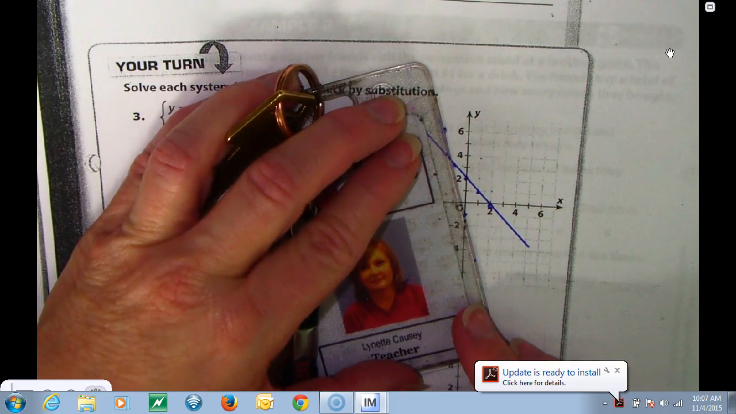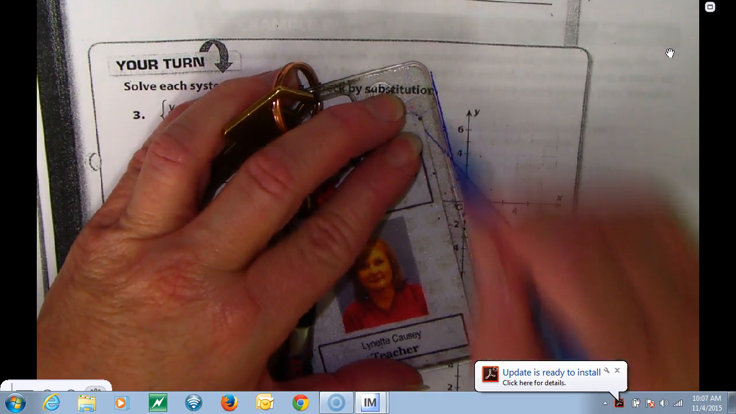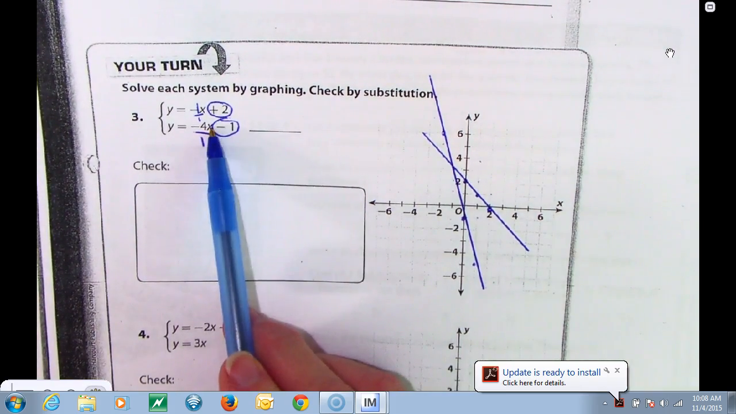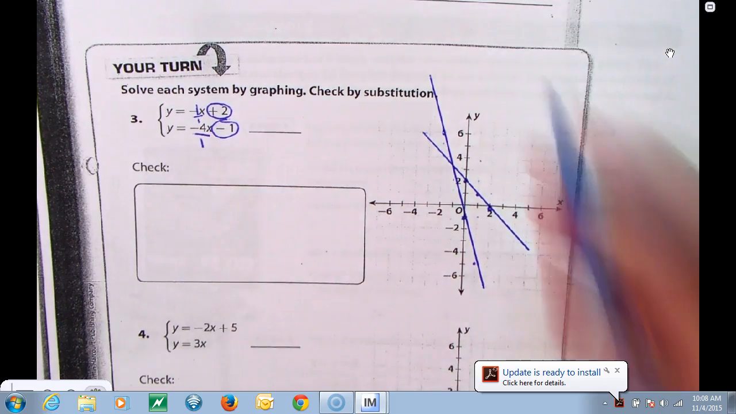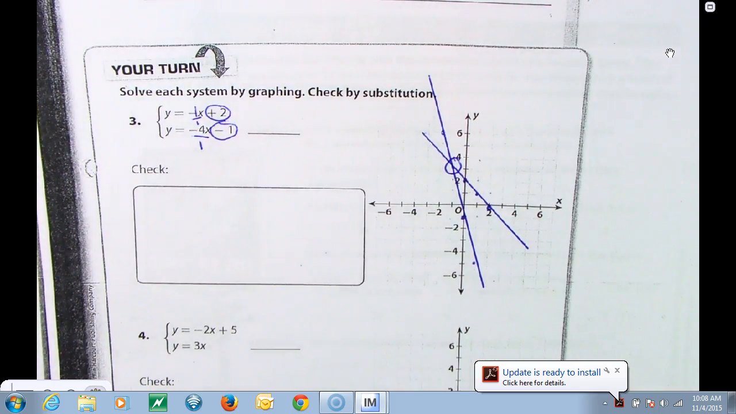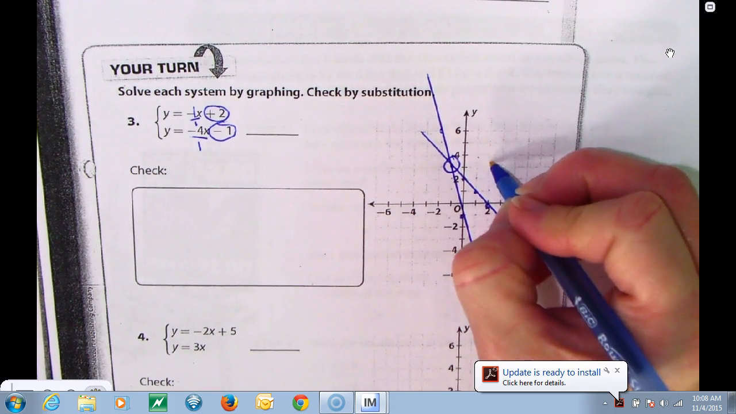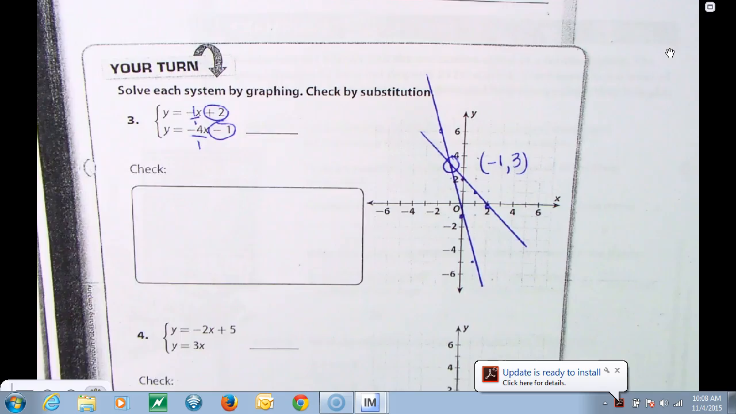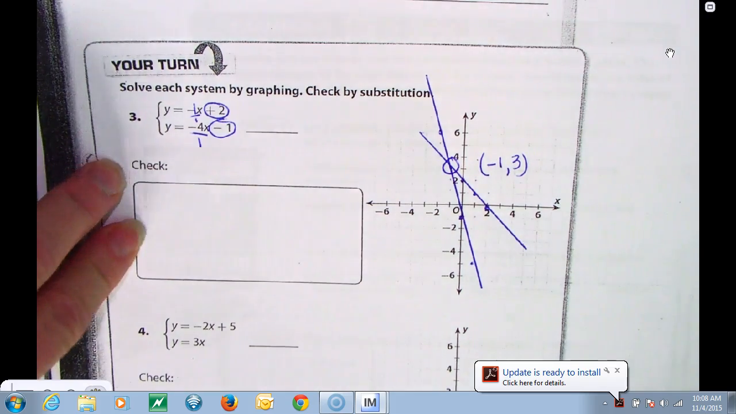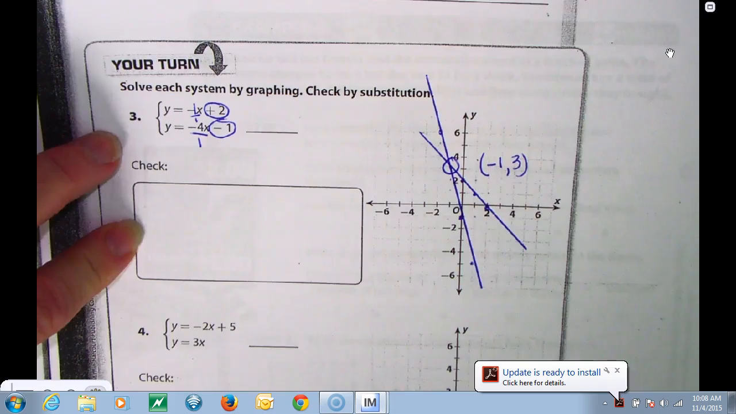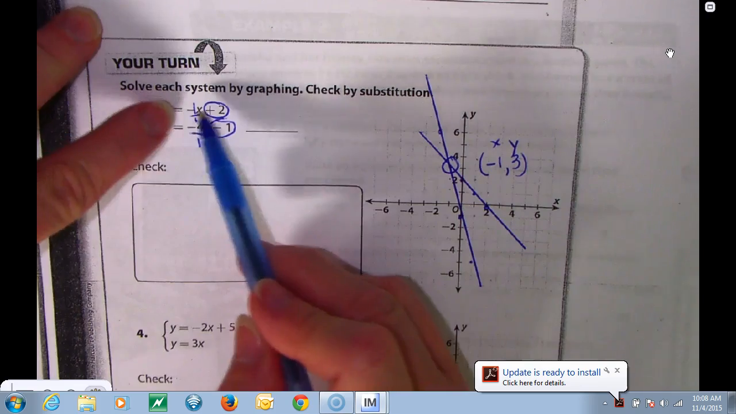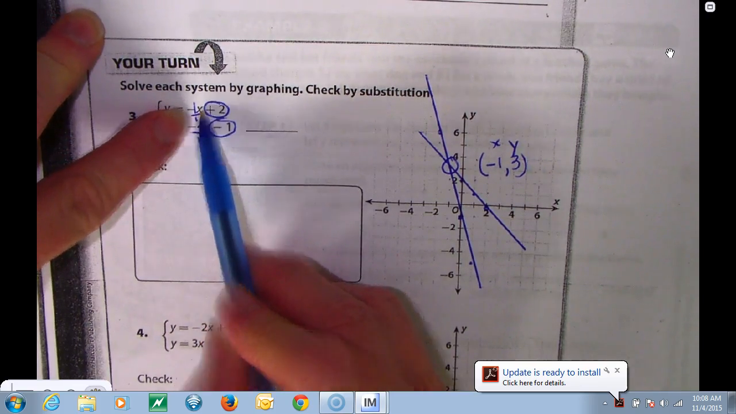If your points don't make a straight line on these, then there's something wrong, because they're in slope-intercept form, which makes them linear. Circle the point of intersection. And what is my intersection? -1, 3. Now, we're not going to go check it, but we know how to check it. This is my x, this is my y. I would put 3 in for y, -1 in for x.